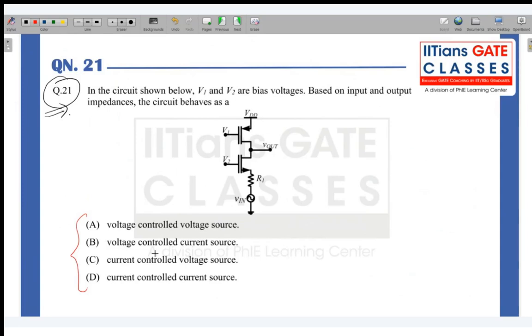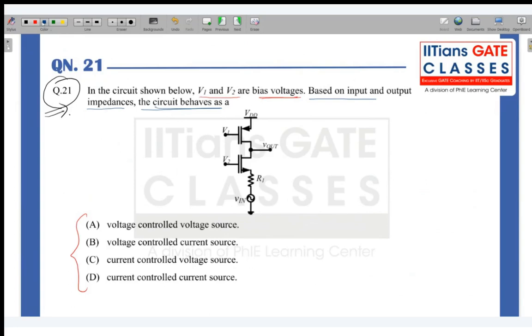So in the circuit shown below, V1 and V2 are bias voltages. You see here, these are the bias voltages, and while doing the AC analysis, you have to make them AC ground. Based on the input and output impedances, the circuit says... So suppose in the question they have given a voltage amplifier, so what will be the input resistance? Input resistance will be high and output resistance will be low. In case of a current amplifier, always keep in mind input resistance will be low and output resistance will be high. These kinds of concepts I discussed in the first class under the topic amplifier modeling.